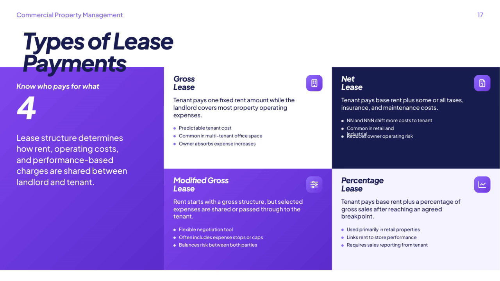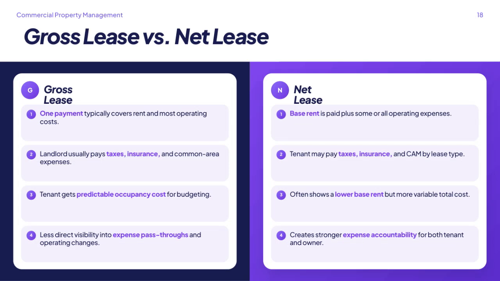Here we're looking at the differences between gross leases and net leases, two common types of commercial lease agreements. Starting with the gross lease, this type usually involves one payment that covers not only the rent, but most of the operating expenses as well. Typically, the landlord is responsible for paying property taxes, insurance, and common area maintenance costs. For tenants, this arrangement offers the advantage of predictable occupancy costs, which makes budgeting much simpler. However, a downside is that tenants have less direct insight into specific expenses or how operating costs might change over time.